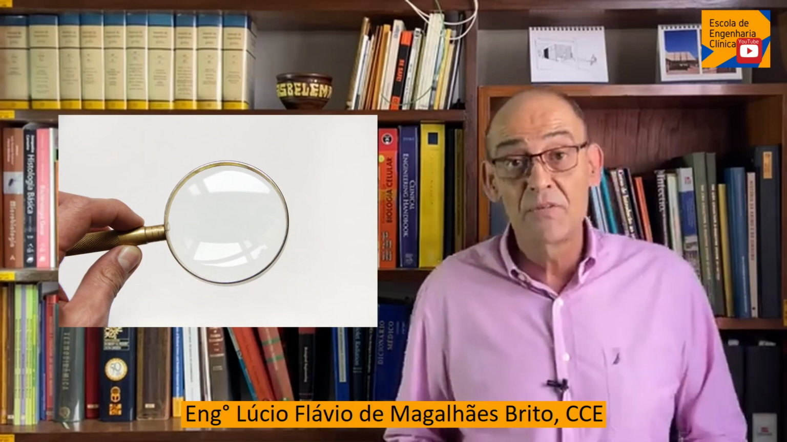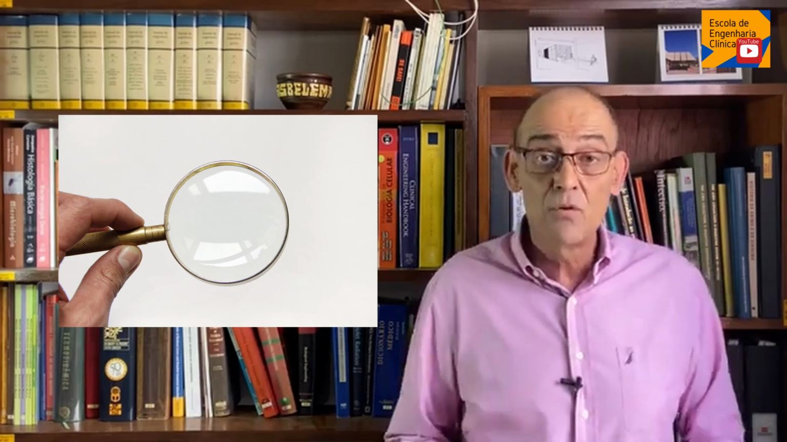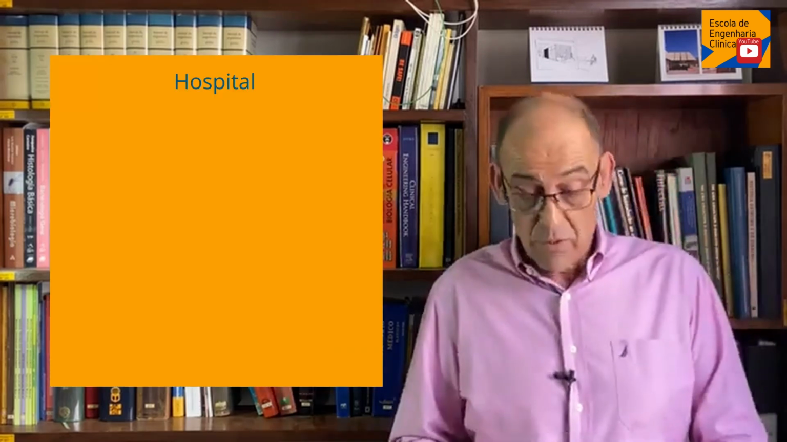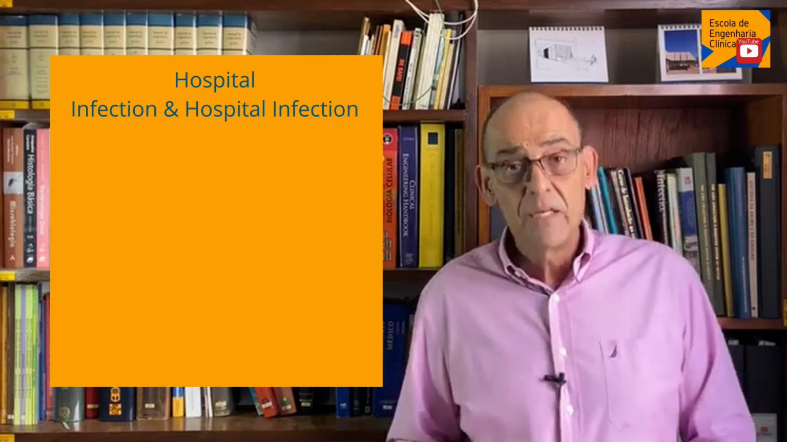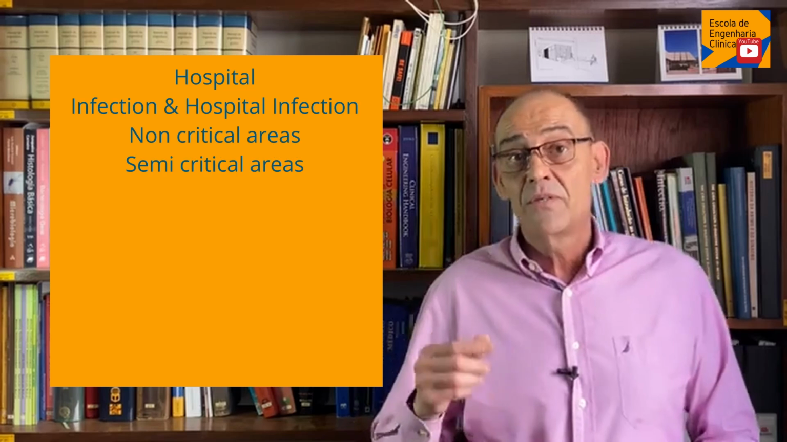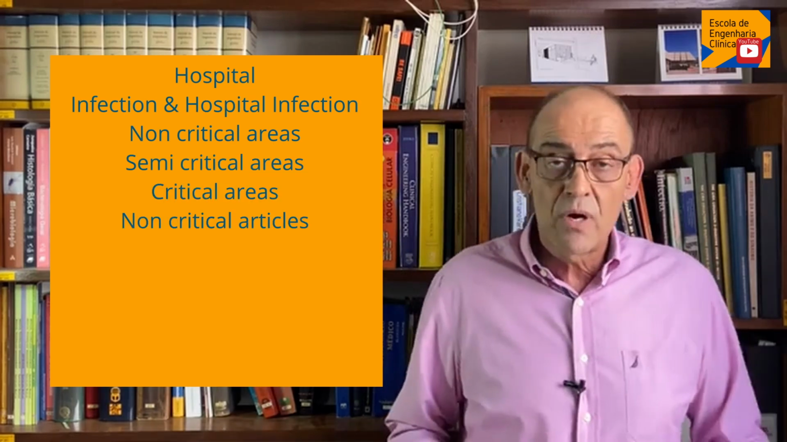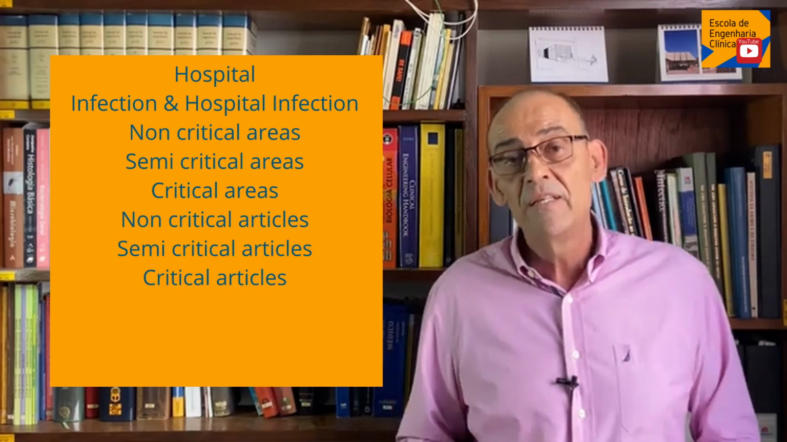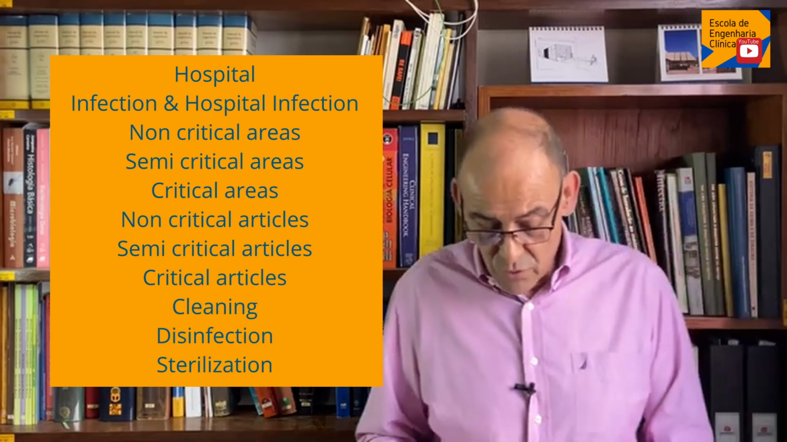I'm a certified clinical engineer, and today I will talk to you about 11 topics that you must know about infection control and prevention. The first topic will be hospital. Second, the difference between infection and hospital infection, non-critical areas, semi-critical areas, and critical areas, and then non-critical articles, semi-critical articles, and critical articles. And finally, the definition of cleaning, disinfection, and sterilization. So let's go to the first topic, that is hospital.